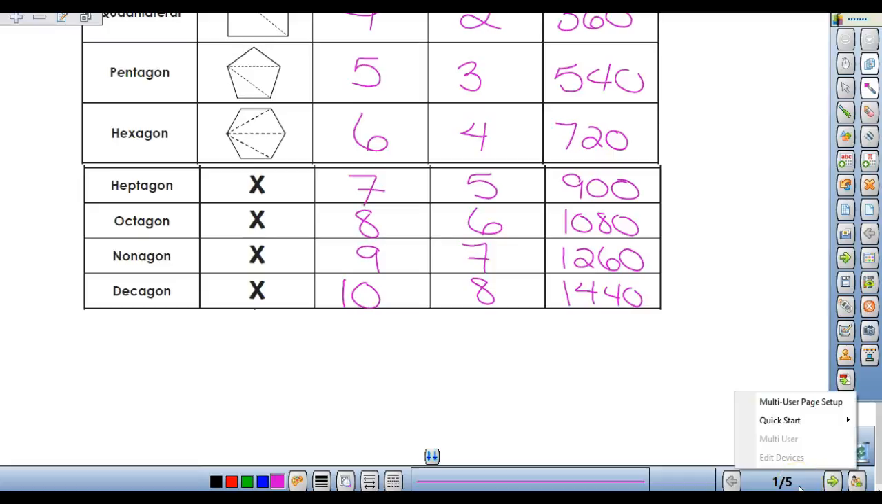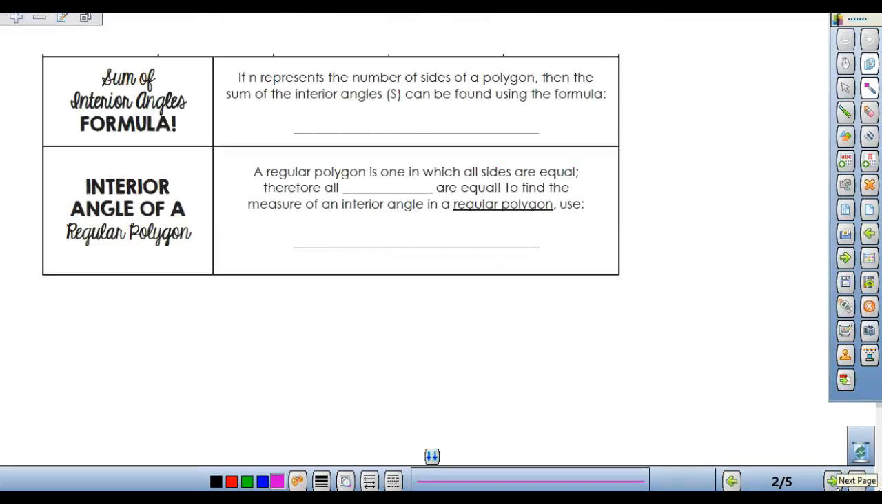Alright, so if we look at this number of sides, how do we get to there? n minus 2. Okay, so number of sides minus 2, and then we took this number times what to get this number? 180. Alright, so that brings us to our formula. It is number of sides minus 2 times 180 will always give us the sum of the interior angles.